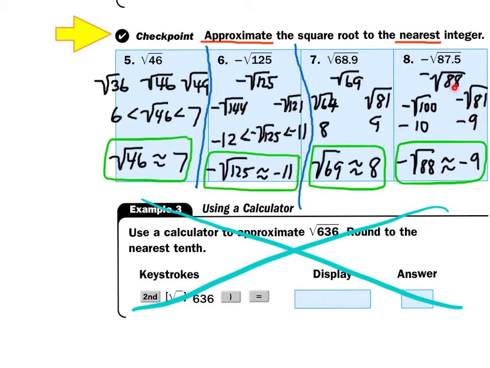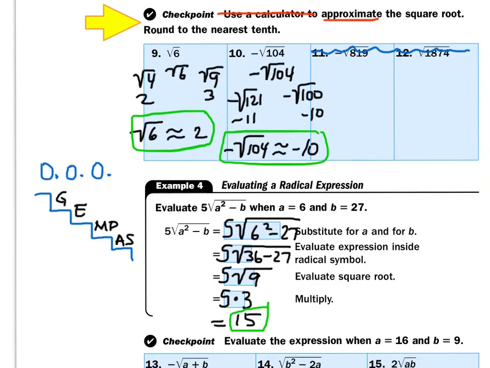Well, it's closer to the 81, so I'm going to say that the opposite of the square root of 88 is about -9. Okay, so look at this checkpoint. I want you to cross out "use a calculator." You can't use a calculator. I'm sorry, not on the state exam and not on the algebra readiness exam. So no calculators. We're just going to approximate the square root.